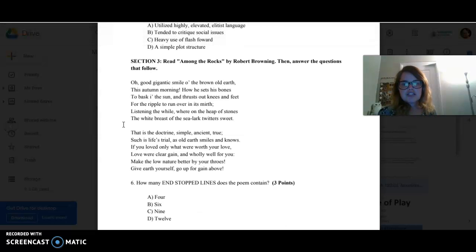Oh, good gigantic smile o'er the brown old earth this autumn morning, how he sets his bones to bask in the sun and thrust out knees and feet, for the ripple to run over in its mirth, listening the while where on heaps of stones the white breast of the sea lark twitters sweet. That is the doctrine, simple, ancient, true. Such is life's trial as old earth smiles and knows. If you loved only what were worth your love, love were clear gain, and wholly well for you. Make the low nature better by your throes. Give earth yourself up, go up for gain above.